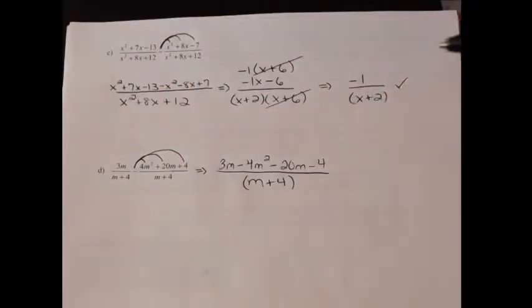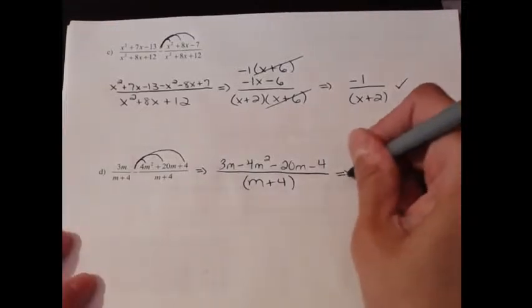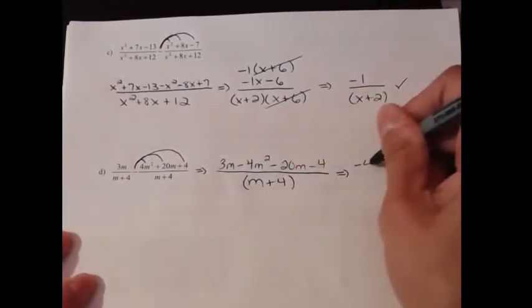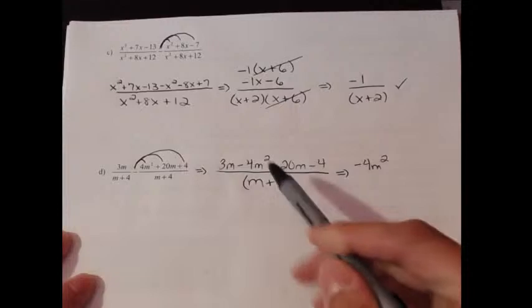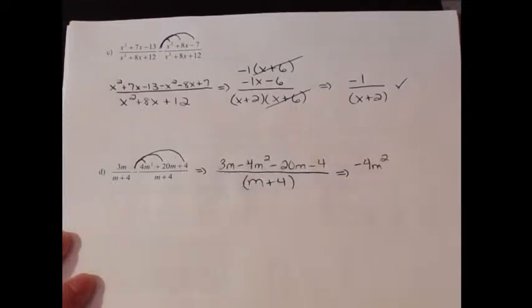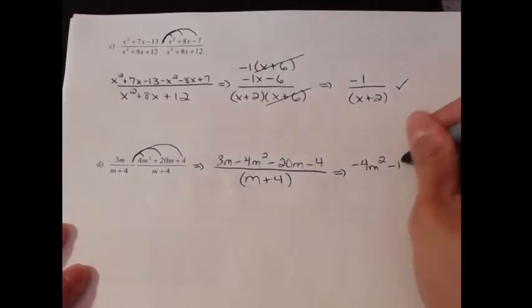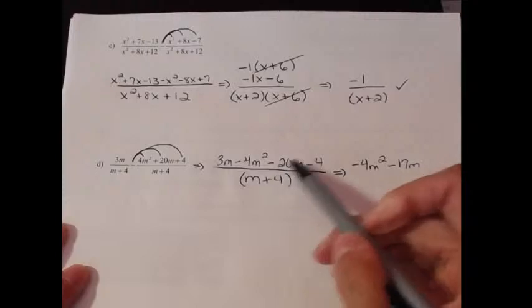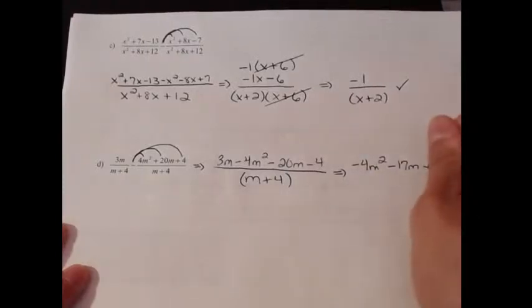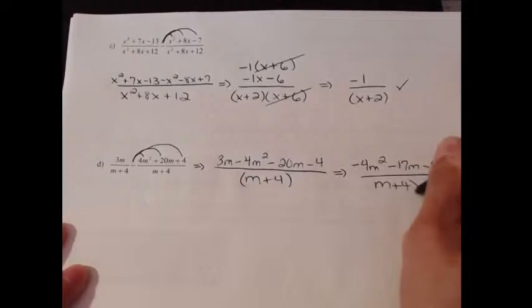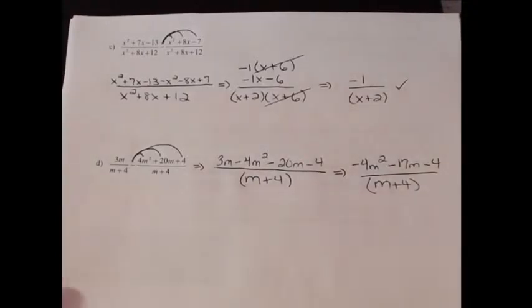So when we go ahead and combine like terms, notice that we have a negative 4m squared as my leading term. I then have 3m minus 20m. That's going to give me minus 17m. And then, of course, we have minus 4. All of this is written over m plus 4. We're definitely far from finished with this particular problem.